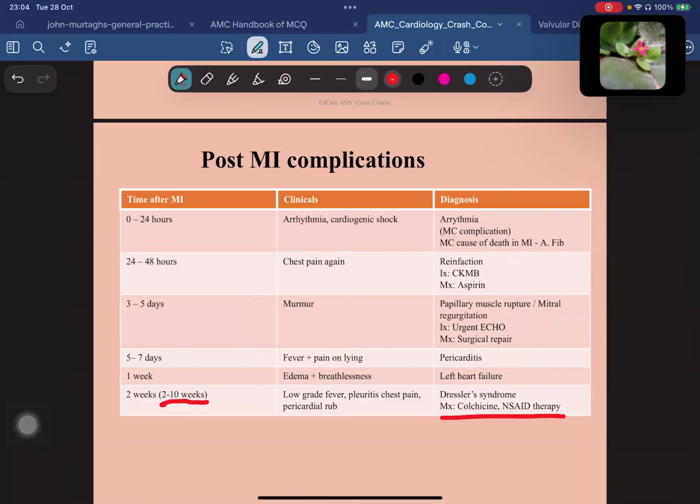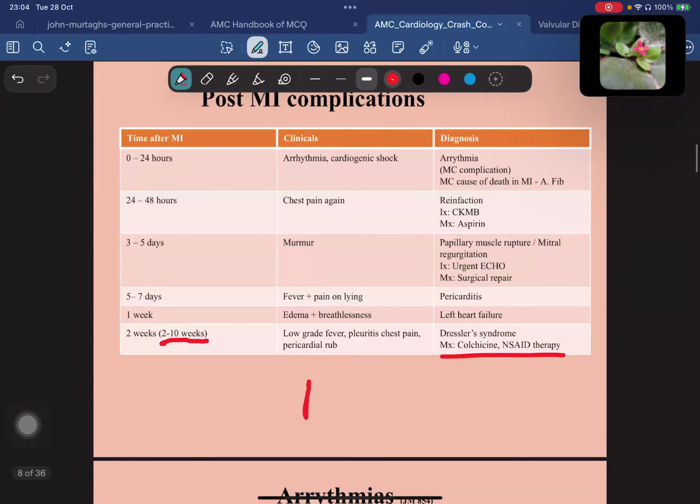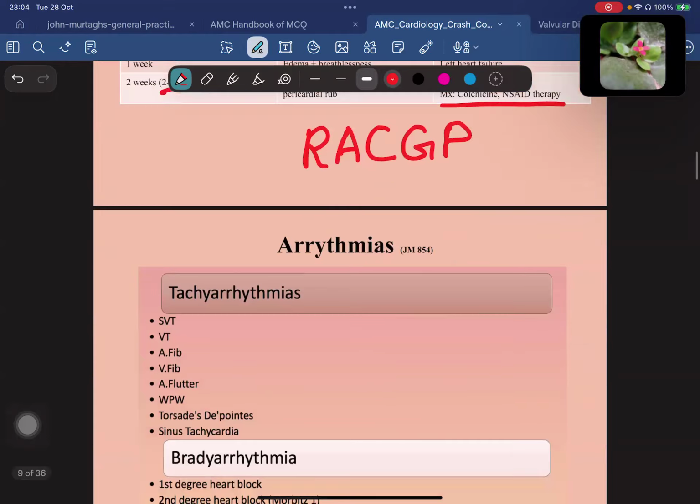If you want, take a screenshot of this or just search post MI complications and type RACGP. If anybody forgot that, that's RACGP. This is my go-to guideline for all sorts of medicine related things. I would just type post MI complications and RACGP and read the articles and update my notes. If there's any doubts or confusion along the way, always go to John Murtagh or RACGP and try to find things. So that is that.